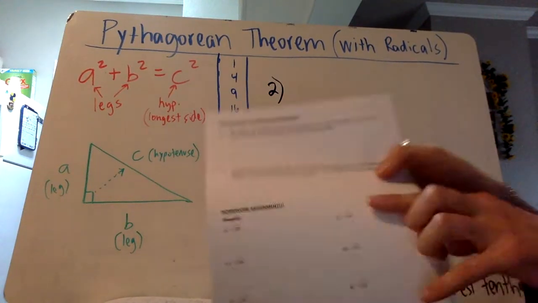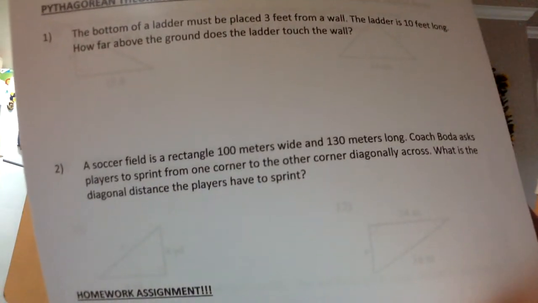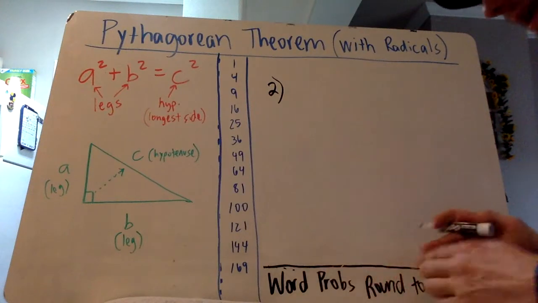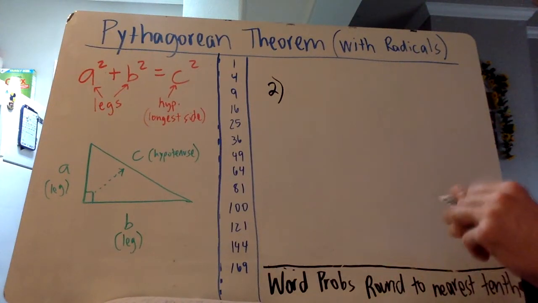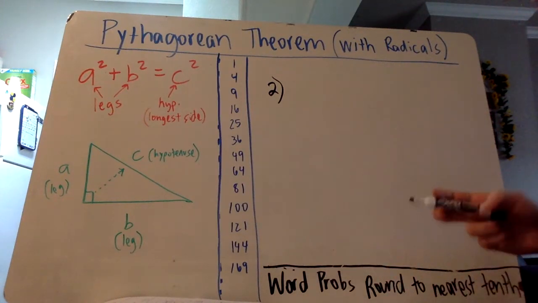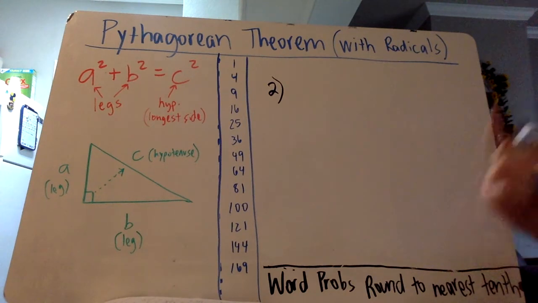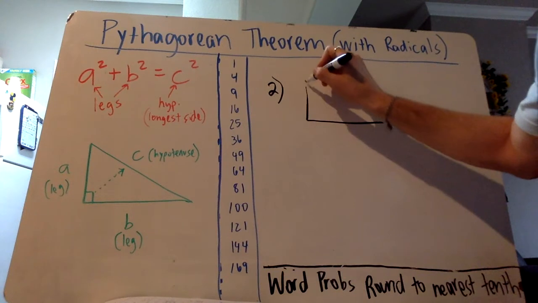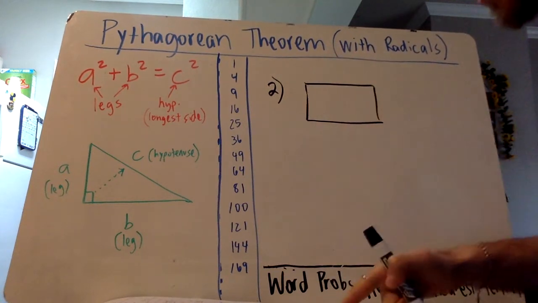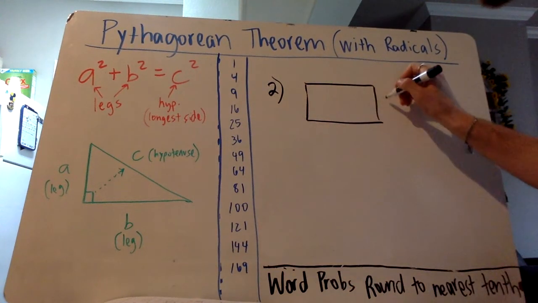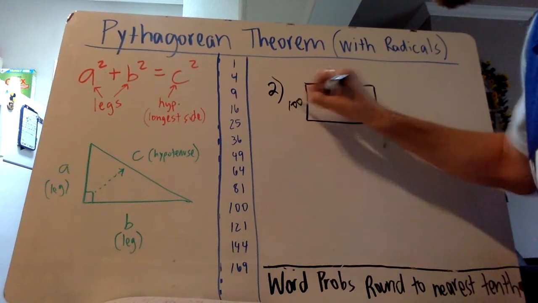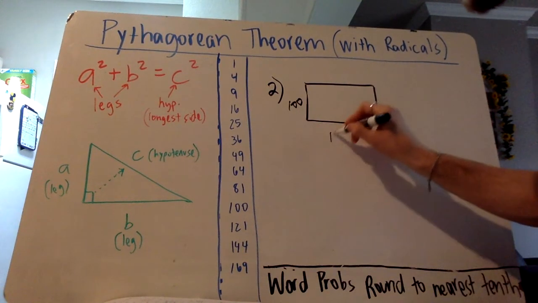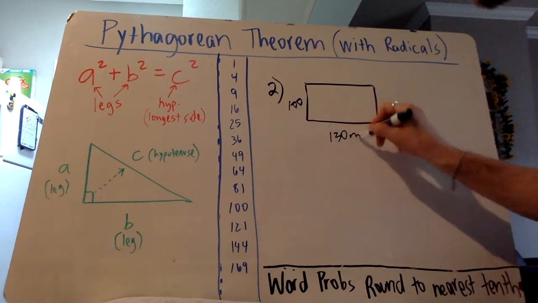So we're doing number 2. A soccer field is a rectangle 100 meters wide and 130 meters long. Let's draw the soccer field. So 100 meters wide and then 130 meters long. So meters.